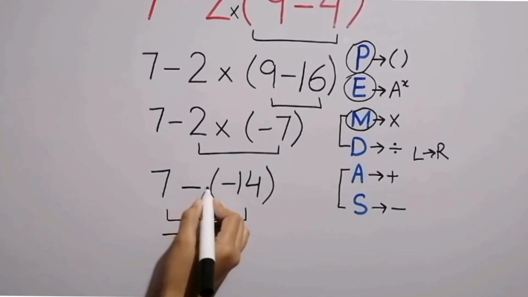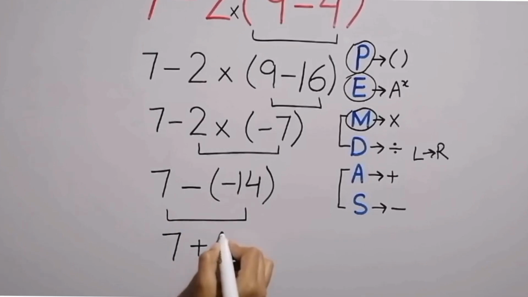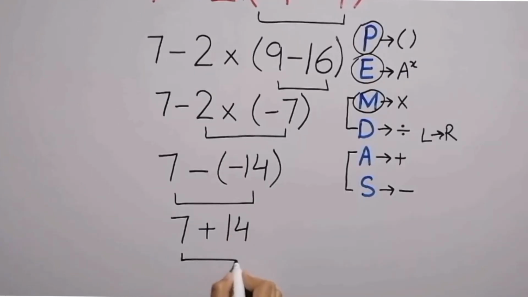Now a negative number multiply another negative number equals a positive number. Finally, 7 plus 14 equals 21. And this is the final answer to this expression.